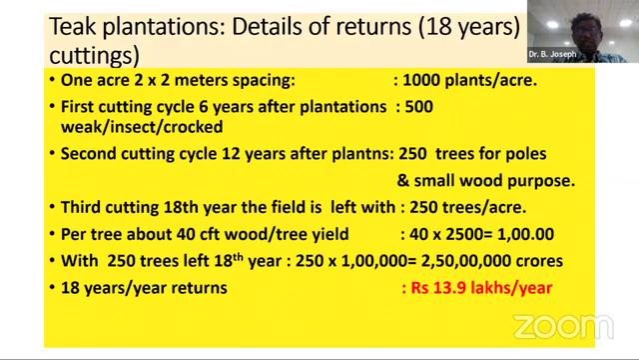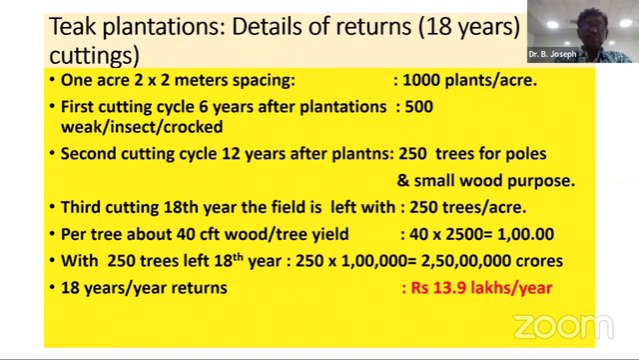So 1 acre, at 2 by 2 meters spacing, we will have about 1,000 plants per acre. You can see that. First, after a period of 6 years, the farmers should get some sort of profit, because they cannot keep on spending money one way. So after 6 years, if we cut 50% of the plantation, it can be sold as poles at the rate of almost 200 to 300 rupees or so. Farmers will get some sort of returns.